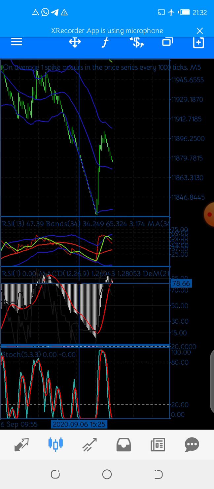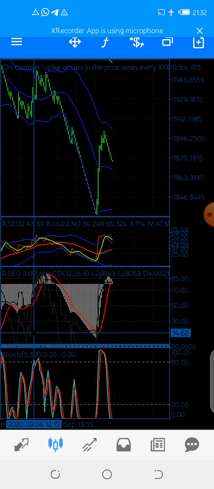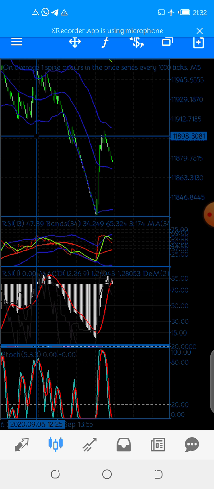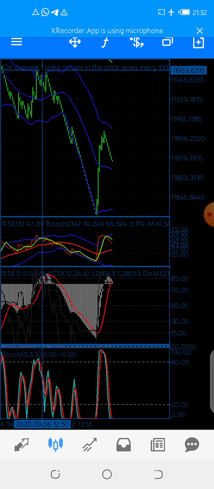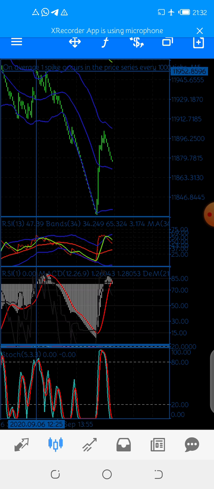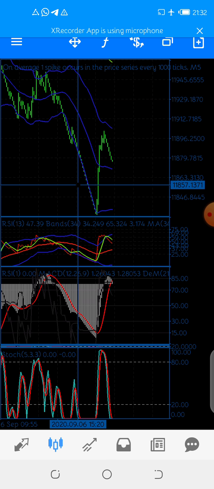So anytime our stochastic here reaches level 80, go for a sell. So you could have entered a sell trade here. Anytime you're in this setup, don't try to look for a buy, go for a sell. So you sold here and came all the way with it.